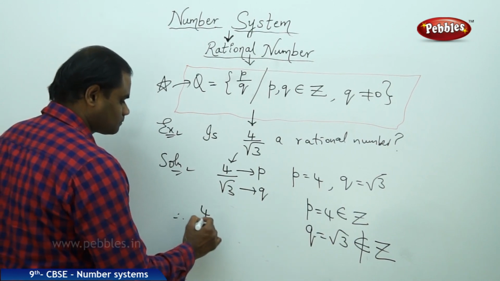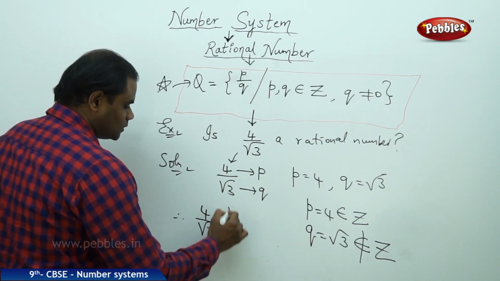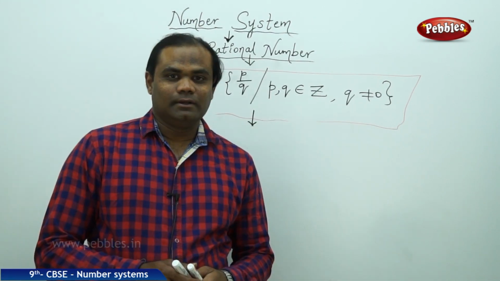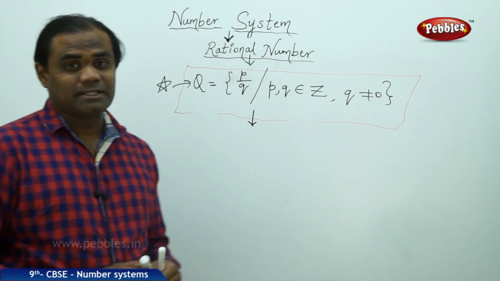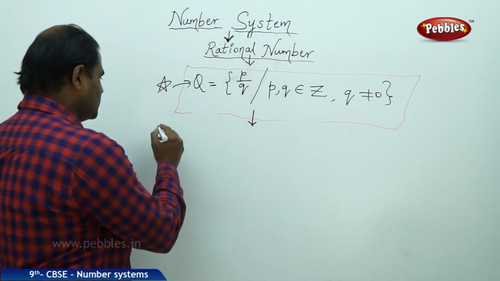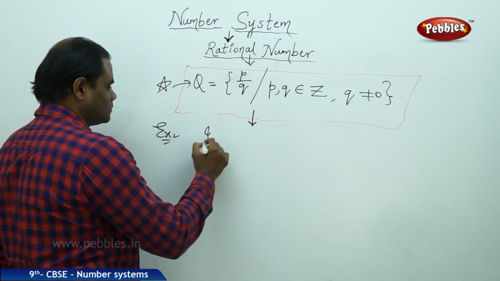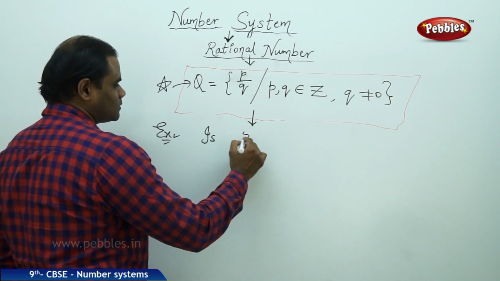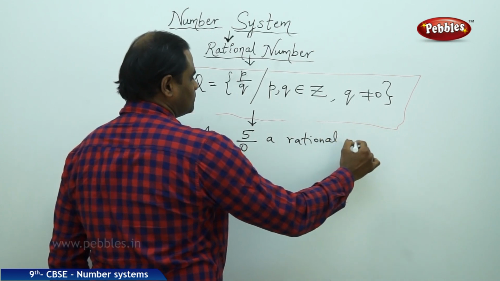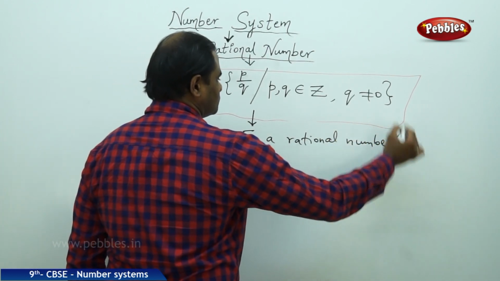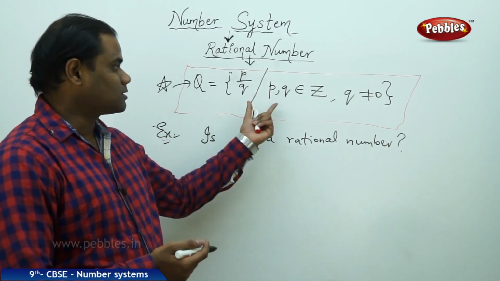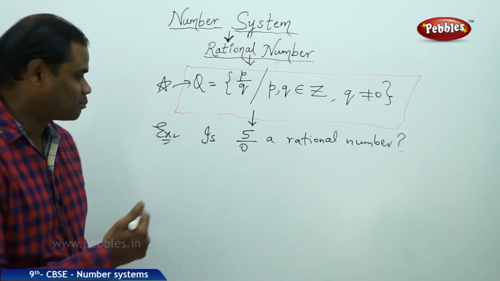Therefore, 4 by root 3 does not belong to the rational numbers, Q. Let's take one abnormal example through which we understand the rational numbers. Now my question here is: is 5 by 0 a rational number? So let's see how we can justify this through test number 1 and test number 2.